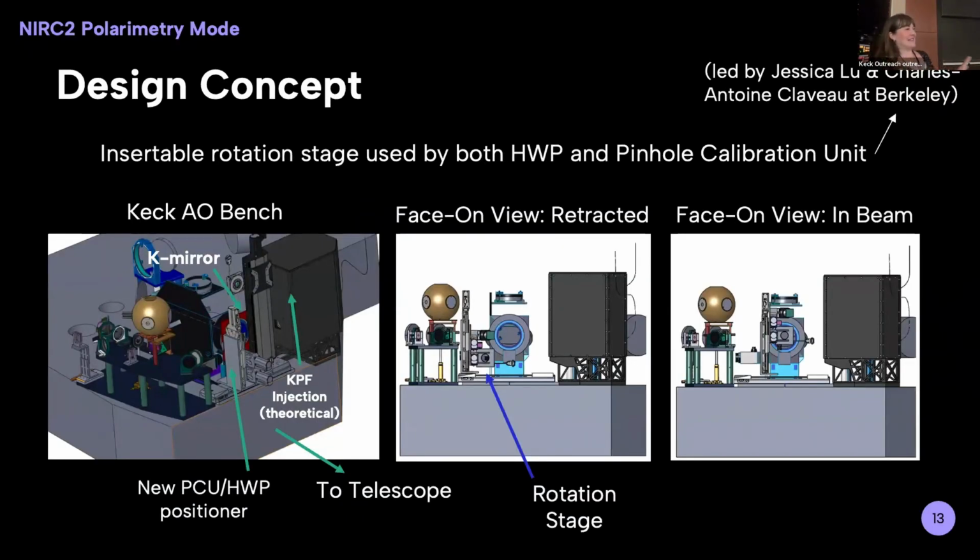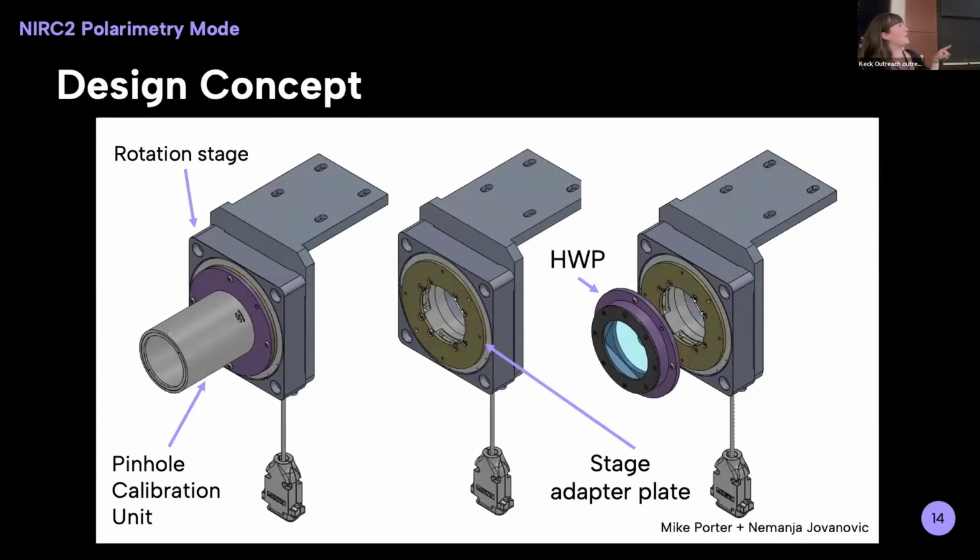This is a kind of old design concept, but it will hopefully get the idea across that we have this insertable rotation stage that can be put in and out of the beam. And this is shared with the pinhole calibration unit, which is led by Jessica Liu and Charles-Antoine Claveau at Berkeley. So there's essentially this one mechanism that you can switch out the pinhole calibration unit for precise astrometry with the two half-wave plates.